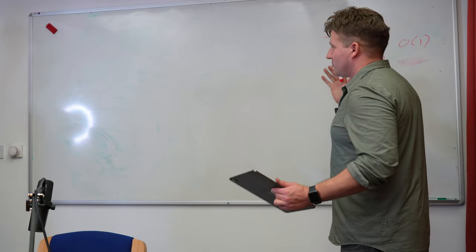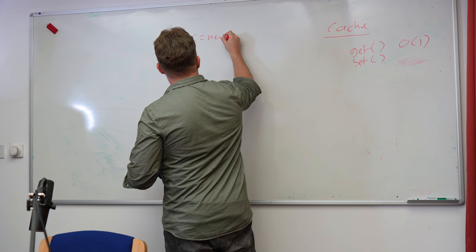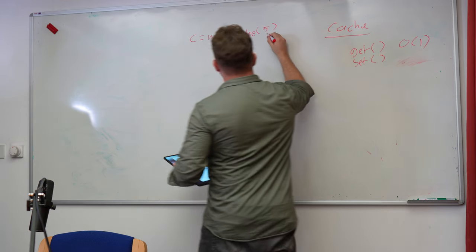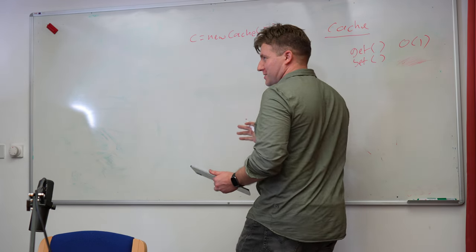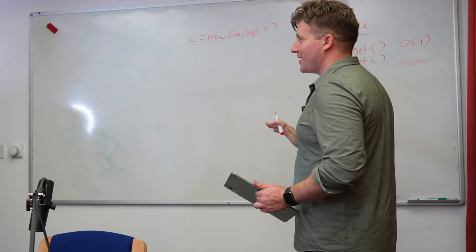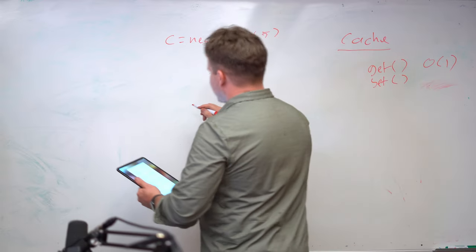So the cache just stores a whole bunch of items. And I'll give you an example of what these items are. So we can have C equals new cache. And five means it's got a maximum number of five items. So this might be YouTube videos or something, and the server will catch fire if there's more than a billion items. So we need to have a very efficient way of storing these items. And we can set some new items.